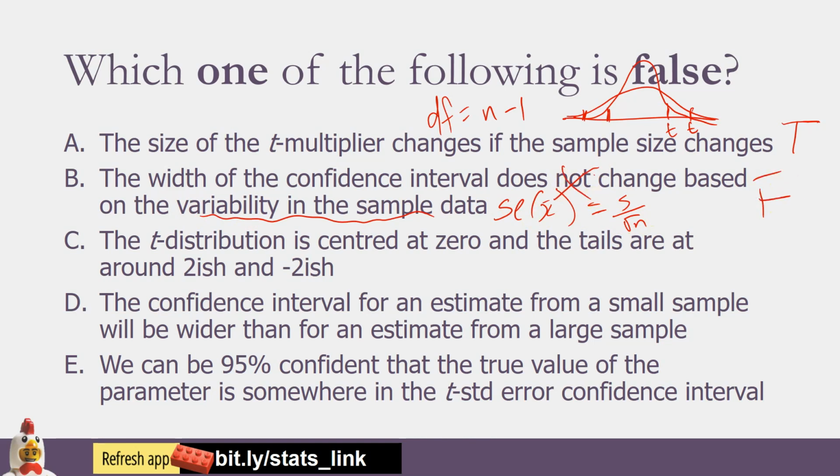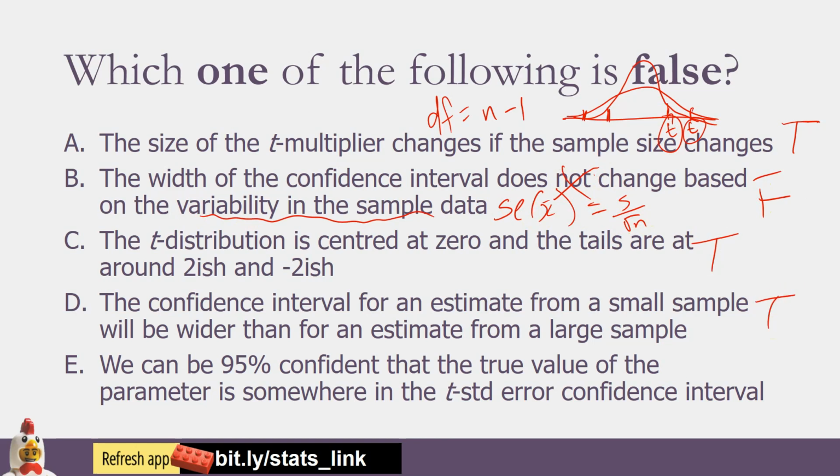Moving on to C: the t-distribution is centered at 0, the tails are around 2 and minus 2. These t values, like I said, are almost always around about 2, and they're at that 95% limit of the distribution, so they're out in the tails. So that one is also true. D: the confidence interval for an estimate from a small sample will be wider than an estimate from a large sample. Small samples, lots of uncertainty, lots of sampling error will give us a wider confidence interval.